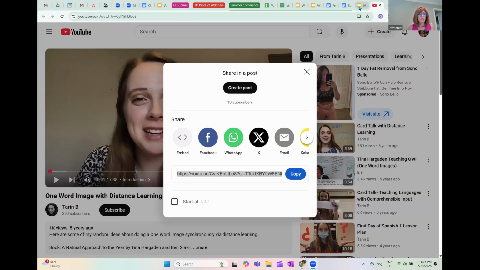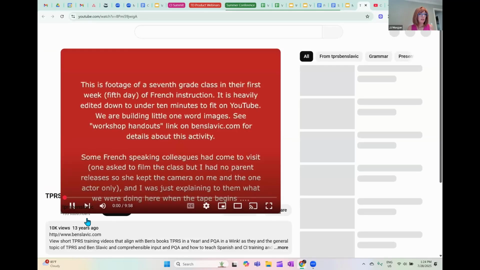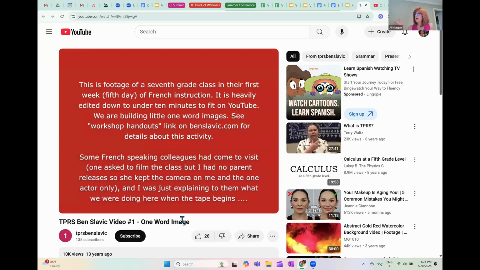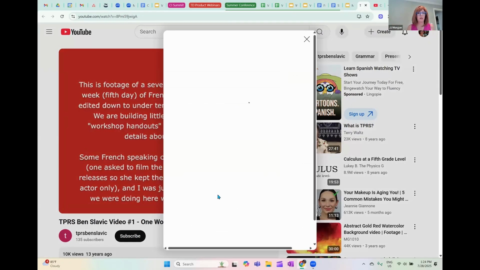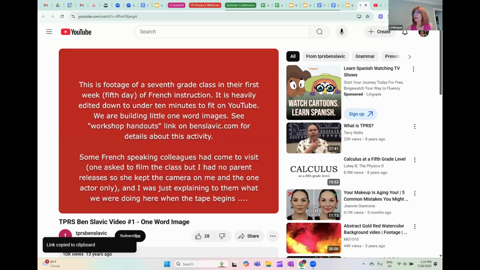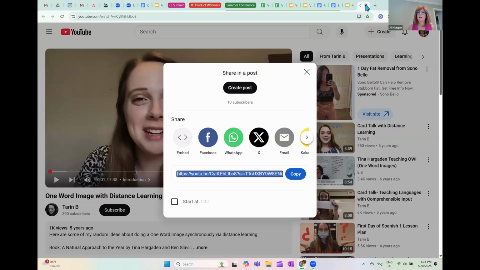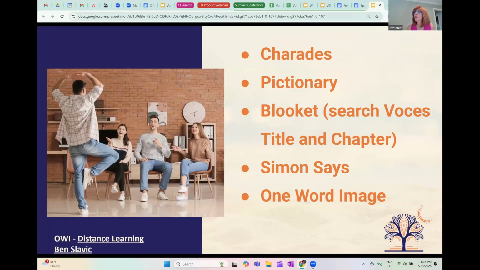There is also one for one word image. Type in the chat if you use one word image in your classroom, or if you have heard of it, or if you would like to try it. I'd like to try it. I've heard of it, but never tried it.